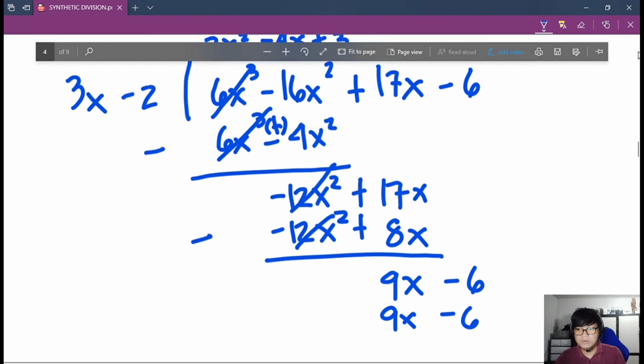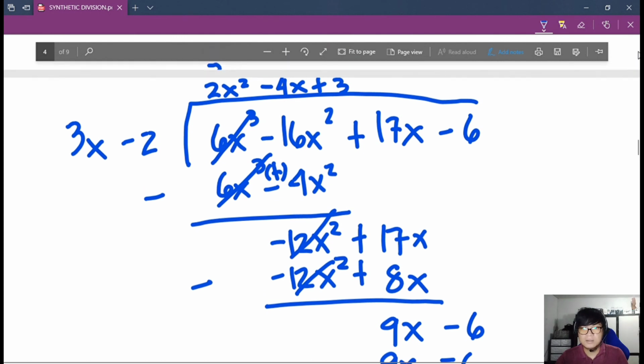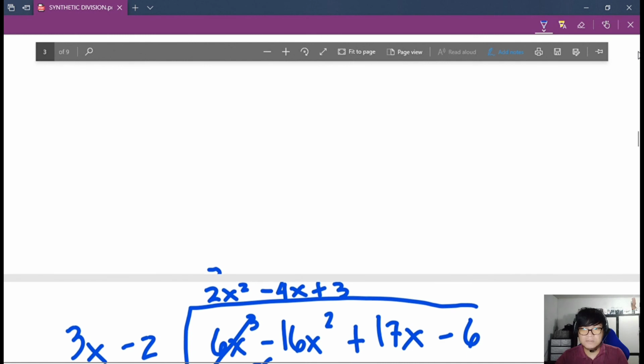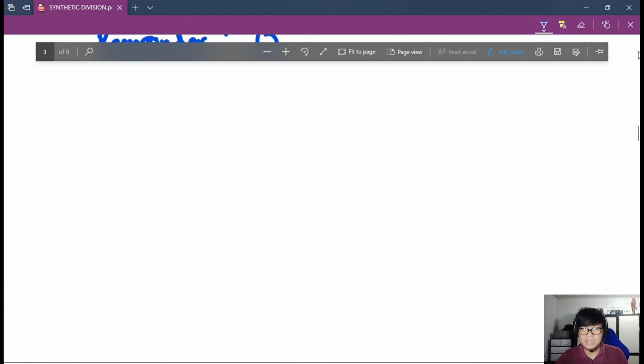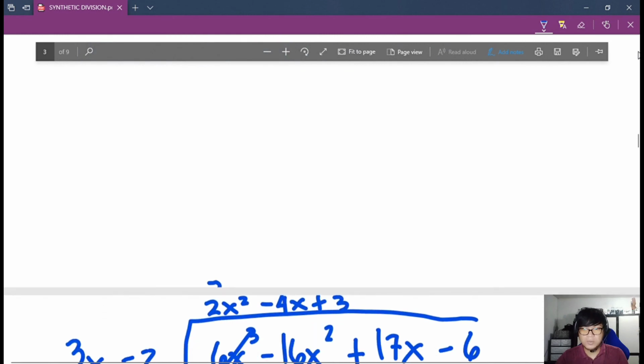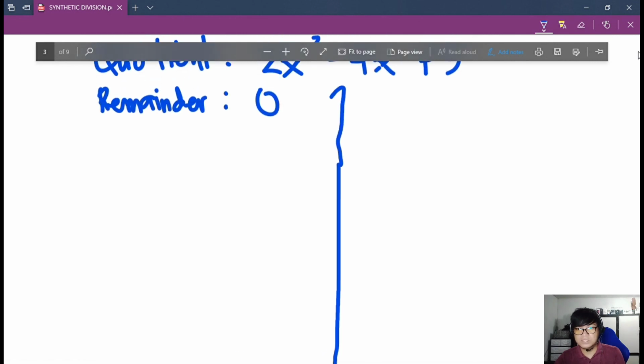So 0 yung remainder. So compare natin, ang sagot natin dito sa long division is 2x squared minus 4x plus 3. Sa synthetic division, ang sagot natin is 2x squared minus 4x plus 3. So we have the same answer using the long division and the synthetic division.